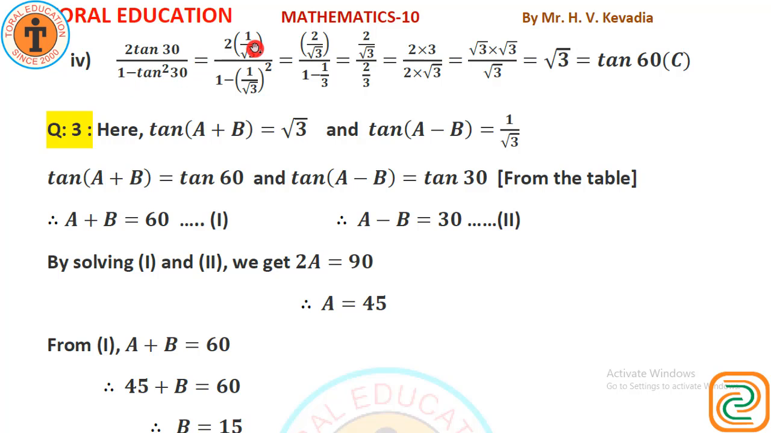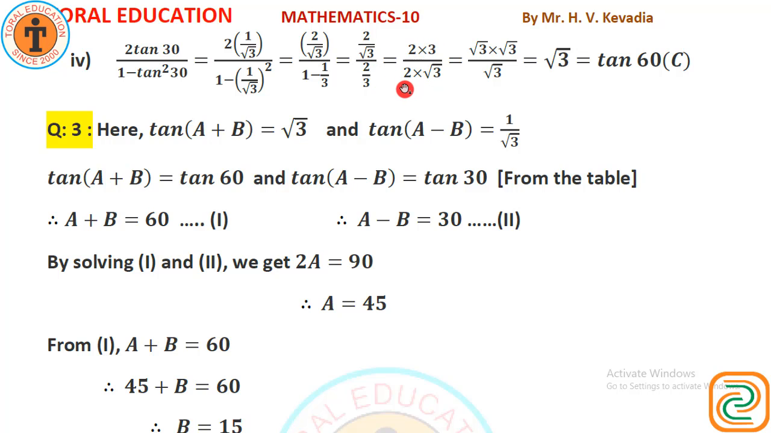That is 2 into (1 upon root 3) upon (1 minus 1 upon root 3) all square. So 2 ones are 2 upon root 3. 1 minus 1 upon root 3, all squared, that is 1 minus 1 upon 3, because here is the square. So 2 upon root 3 upon 2 upon 3. So what happens? The 2 and 2 will cancel in the numerator and denominator, and the 3 will go to the numerator, and the 3 root 3 will be in the denominator.